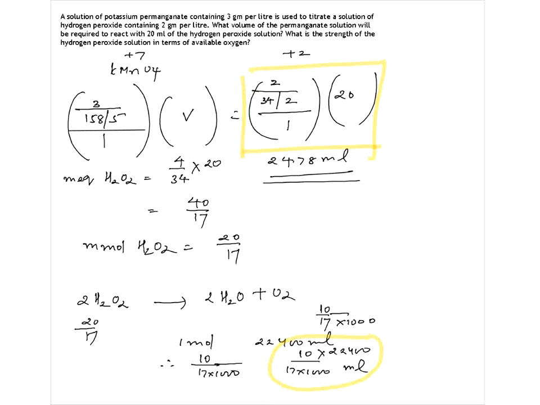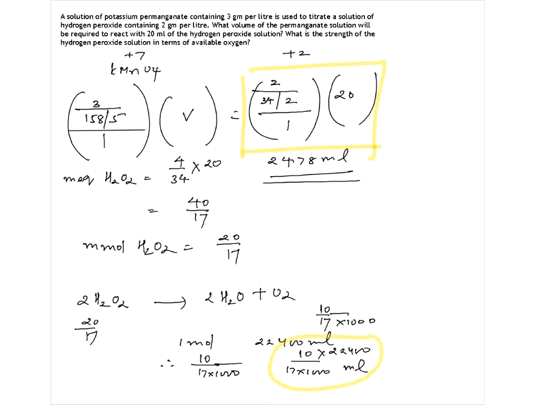A solution of potassium permanganate containing 3 grams per liter is used to titrate a solution of hydrogen peroxide containing 2 grams per liter. Hydrogen peroxide is liquid. What volume of permanganate solution will be required to react with 20 ml of the hydrogen peroxide solution? What is the strength of the hydrogen peroxide solution in terms of available oxygen?